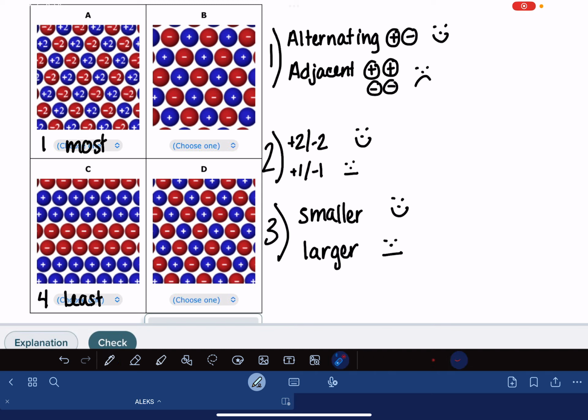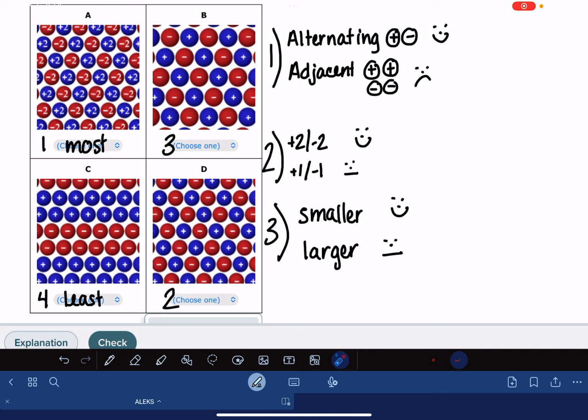I'm just going to make a whatever face. The smaller the ions are, the better the situation is, the more stable it is. So this one, which definitely has smaller spheres, this one has larger spheres. This is going to be my number 2, second most stable. This one is going to be my number 3.